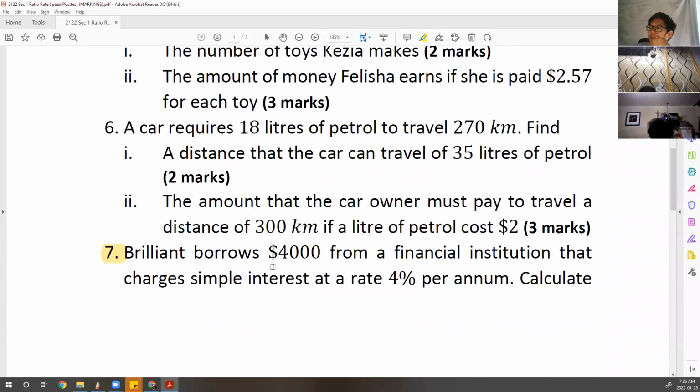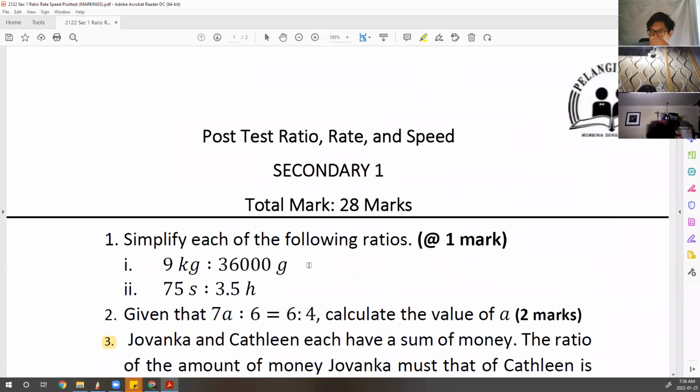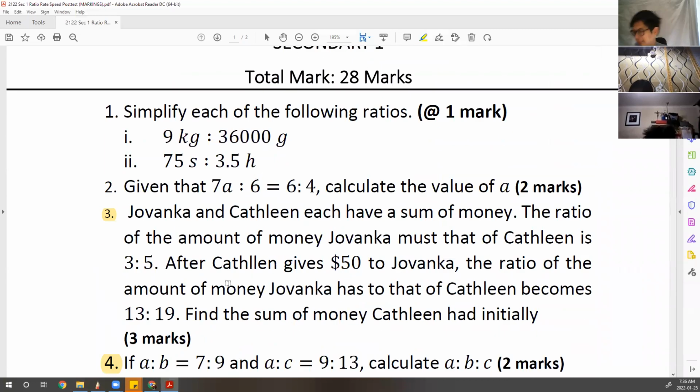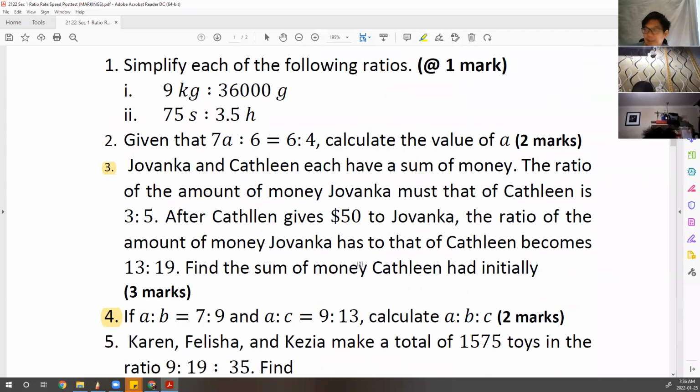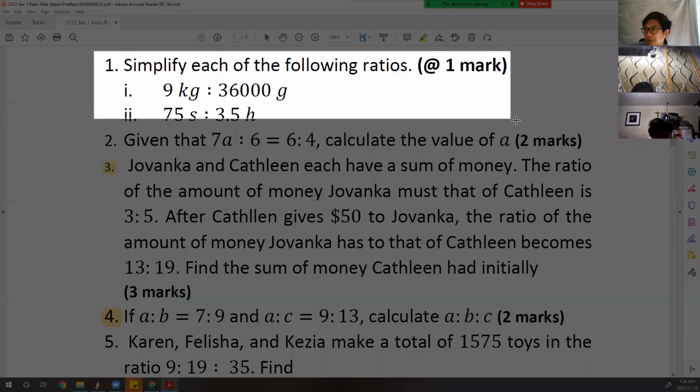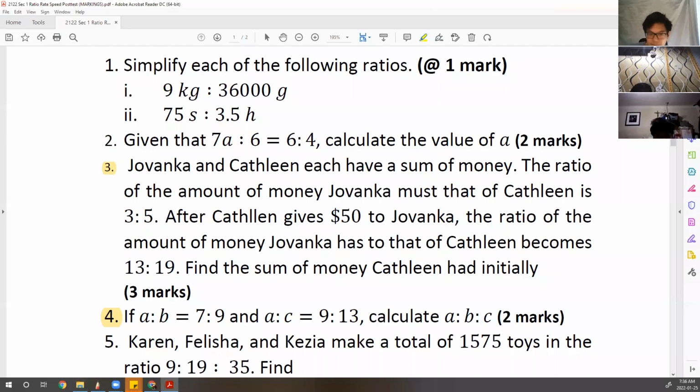Hey guys, today we're going to discuss the post test that you already did just now. All the marking is 28, so you can get the idea of the process of doing this kind of question. Okay, let's try to do it one by one.